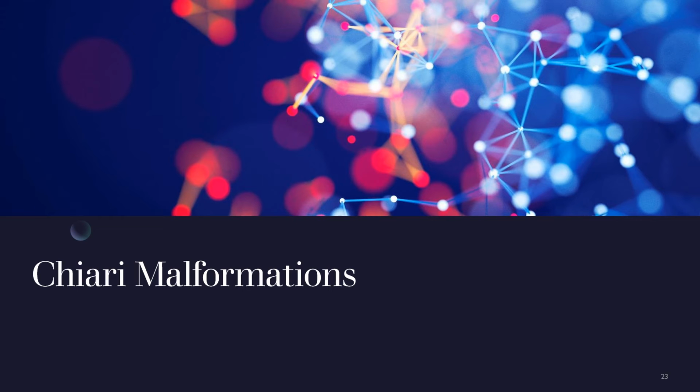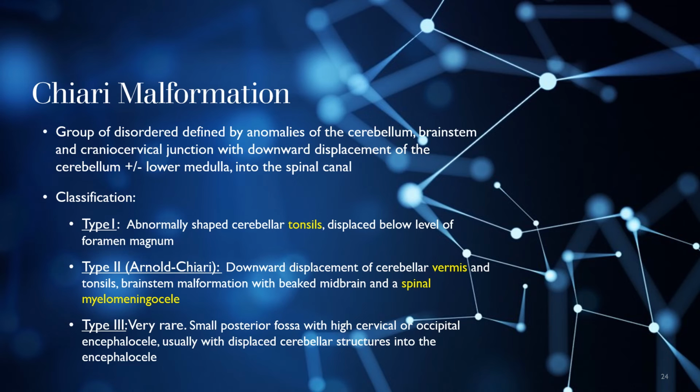Lastly, we'll talk about Chiari malformations. Chiari malformations are a group of disorders defined by anomalies of the cerebellum, brainstem, and craniocervical junction, with downward displacement of the cerebellum, plus or minus the lower medulla, into the spinal canal. So essentially you have herniation of brain tissue into the spinal canal.